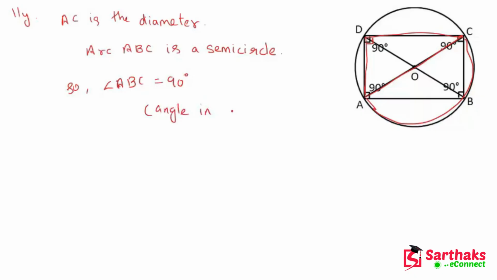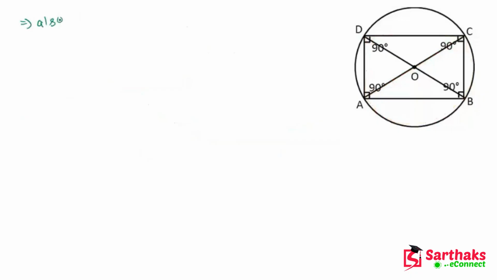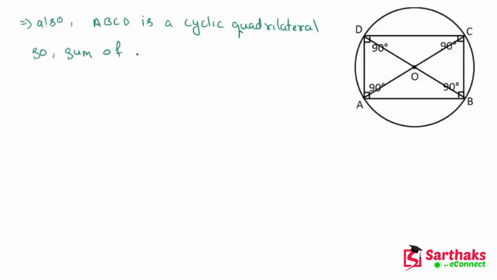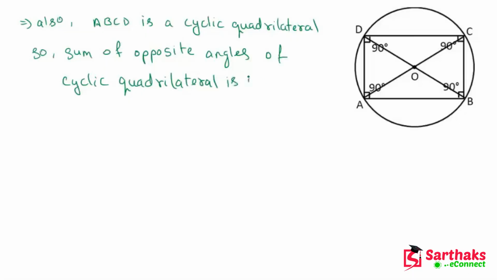Angle in a semicircle is a right angle. Okay, now also we know that ABCD is a cyclic quadrilateral, and the sum of opposite angles of a cyclic quadrilateral is 180 degrees.